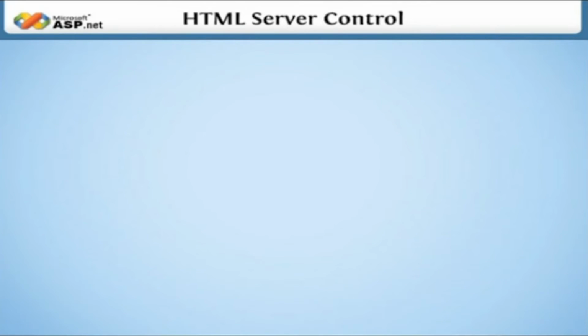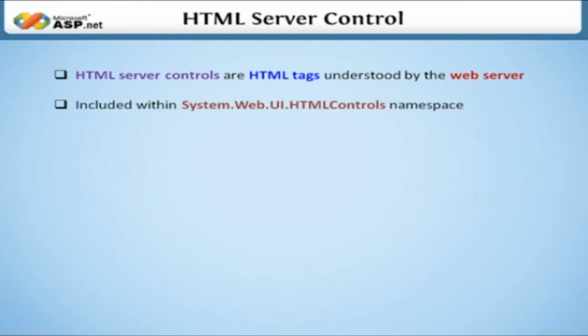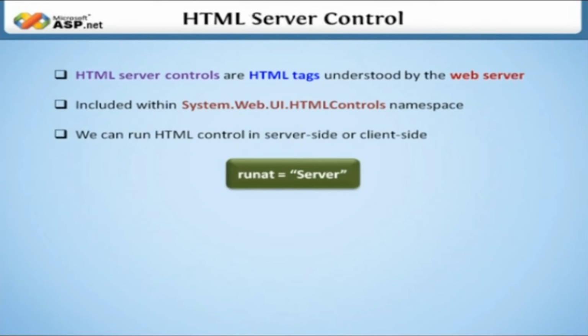HTML server control. Now, I hope you've got a clear picture about ASP.NET web server controls. In this lesson, we're going to discuss the basic HTML controls. HTML server controls are HTML tags understood by the web server. These HTML controls are included within the system.web.ui.htmlcontrols namespace. We can run the HTML control in server-side or client-side. If you use the runat=server in your HTML tag, then the control will run at server-side.